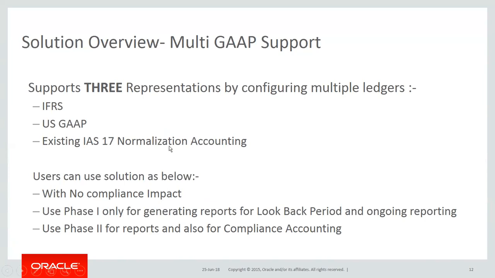What this does for you is give you a set of accounting entries for easy comparison, for seeing what the changes are, and for any kind of future reconciliations. This information is going to be very vital for you. So how can users use the whole solution? Either they can choose not to take phase 1 or phase 2, just continue with whatever they were doing earlier, and the normalization accounting will continue for them.